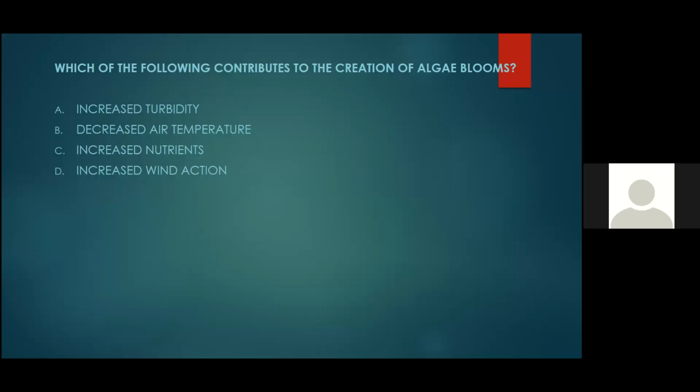Okay, algae blooms, like algae's plant, right? And plants grow. So you think about what out of these things are going to help a plant grow, right? I would definitely say nutrients. The nutrient. And turbidity is not going to make a difference. A decreased air temperature won't, an increased will. But decreased, no. And wind, no.